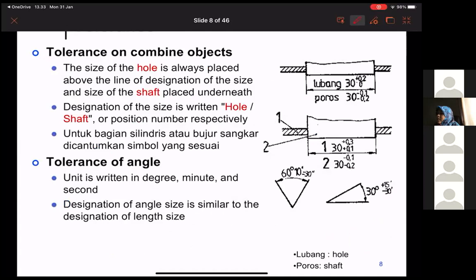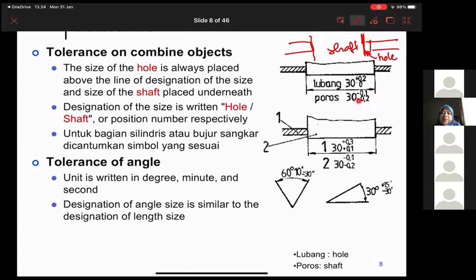So this one is the tolerance on the combined object. For example, we have a part over here, and this is actually like a hole, and then we put a shaft in. So here we have the hole, and this is also the shaft. If we have the loose fitting, of course we know that the shaft should be smaller compared to the hole, right?